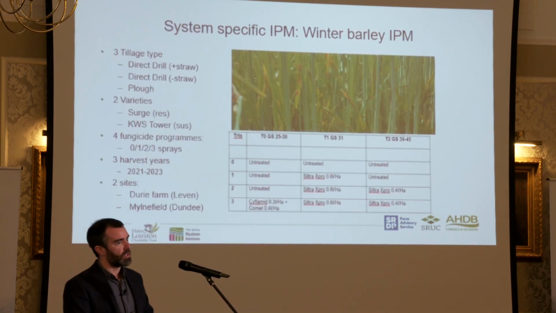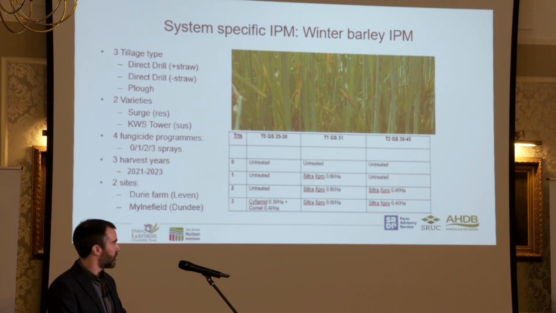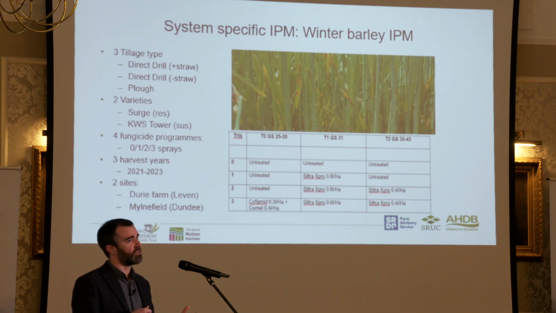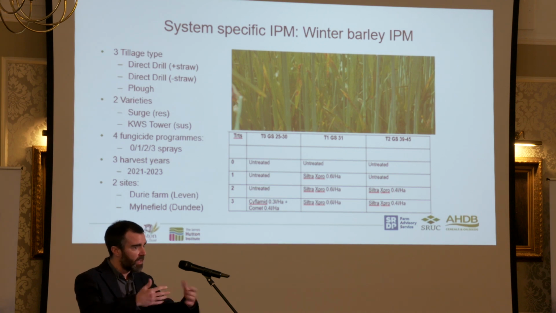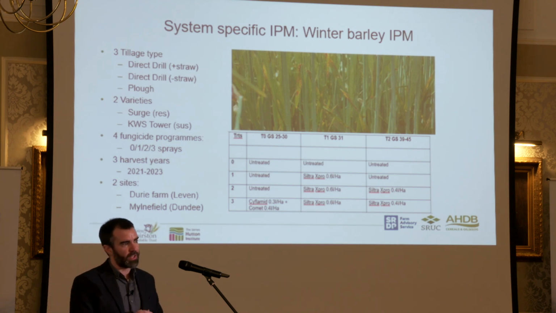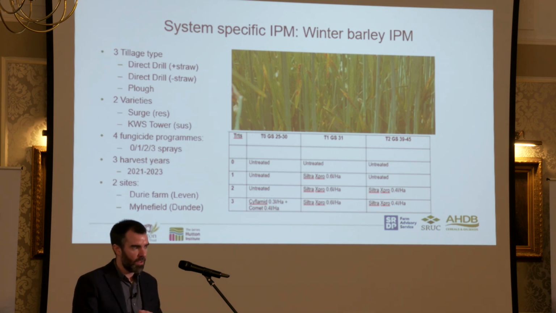We've been doing trials in winter barley over the last 3 years, kindly funded by the Mainzer Lawson Trust. This is a collaboration with James Hutton. We're looking at 3 different tillage regimes: a plough-based system, a direct drill in which we rake some of the straw off, some of that crop residue off, and then another system where we just leave it on. A couple of different varieties, one more resistant than the other to the main threat, Rhynchosporium. And we've got 4 different fungicide programs ranging from a 0 to a 3 spray program.